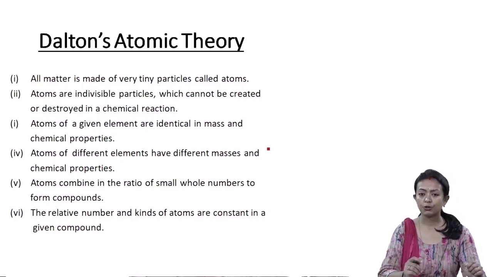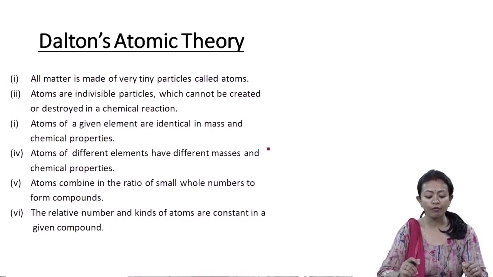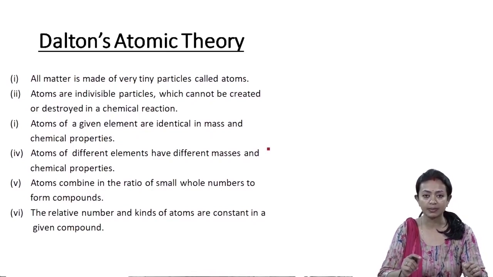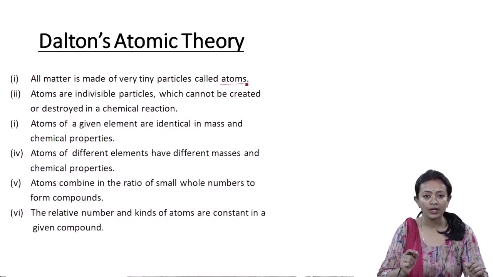The first theory, according to John Dalton, is that all matter is made of very tiny particles called atoms. So John Dalton accepted and considered that every matter is made up of very tiny particles, and it is termed as atoms as the Greeks addressed it. He accepted the minute size of the particles and he coined the term atom.